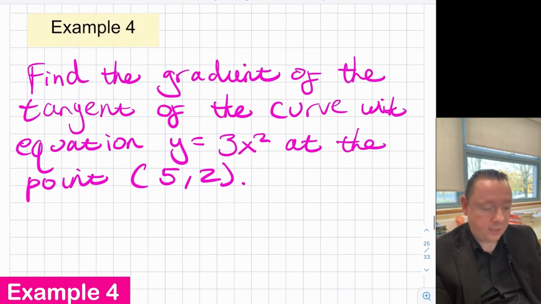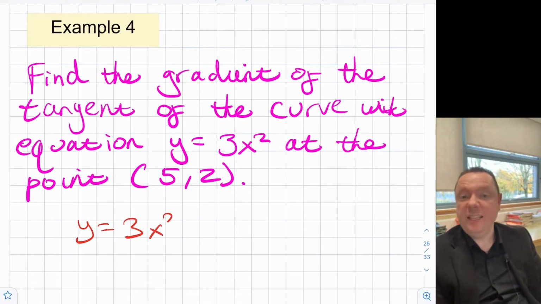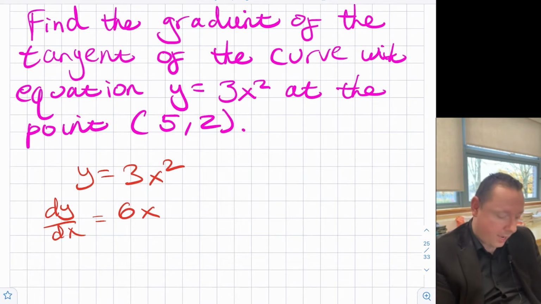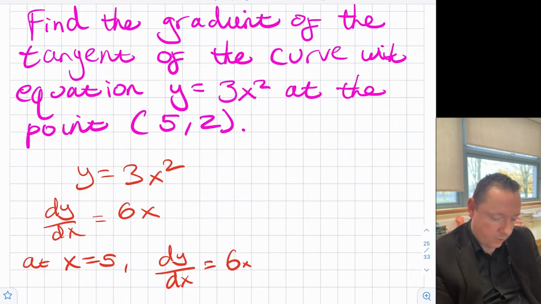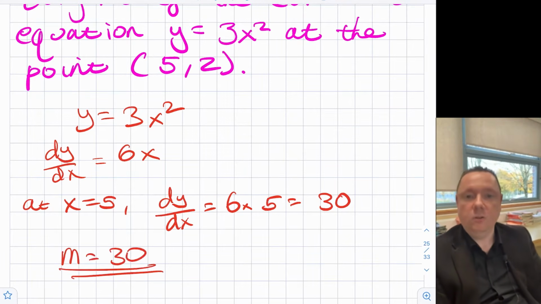Example 4 then says, find the gradient of the tangent of the curve with equation y equals 3x squared at the point 5, 2. So we know that y equals 3x squared. We've got that power word, gradient of the tangent. So we do dy by dx, which is equal to 6x. And then we know the point's 5, 2. So at x equal to 5, dy by dx equals 6 times 5, which is 30. So our gradient is equal to 30 at the point x equal to 5.